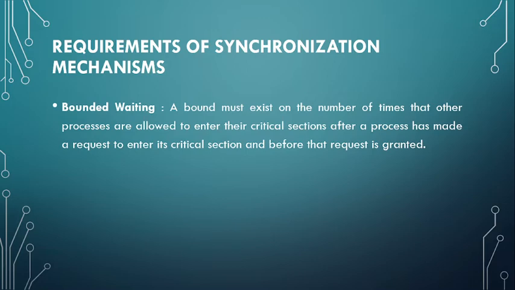For example, if a process makes a request and there is a limit, then we can say that not more than 4 processes can make a request. So that is bounded waiting.